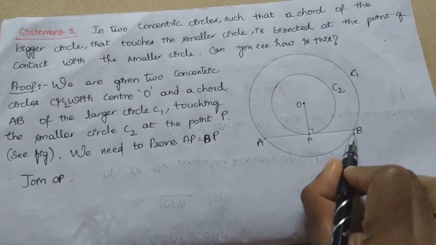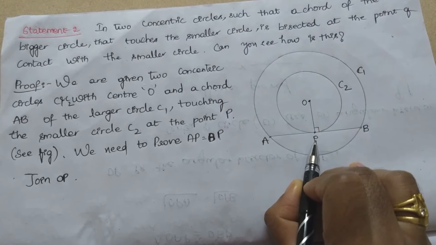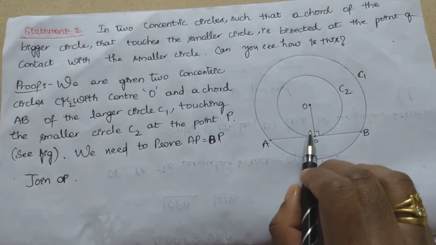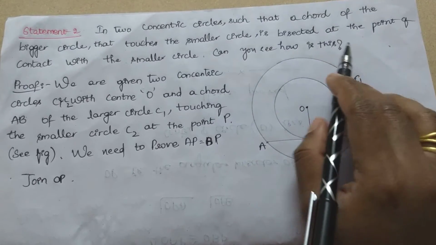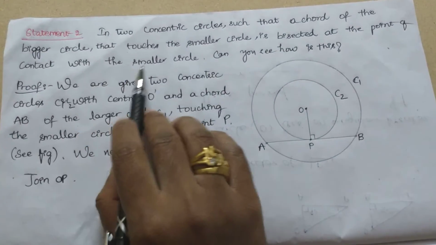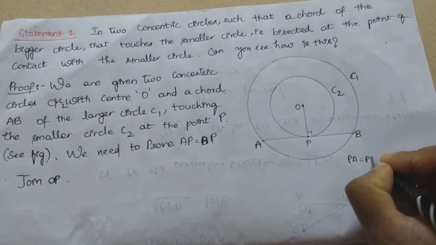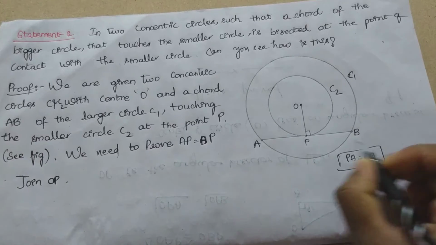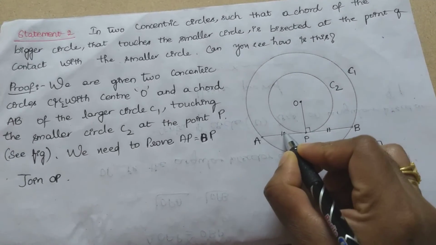If AB is a tangent, then this point P is called the point of contact to the smaller circle C2. So, this line is bisected at the point of contact with the smaller circle. We need to prove that PA equals PB. This is what we need to prove. Bisected means into equal parts, right? So, we need to prove this.